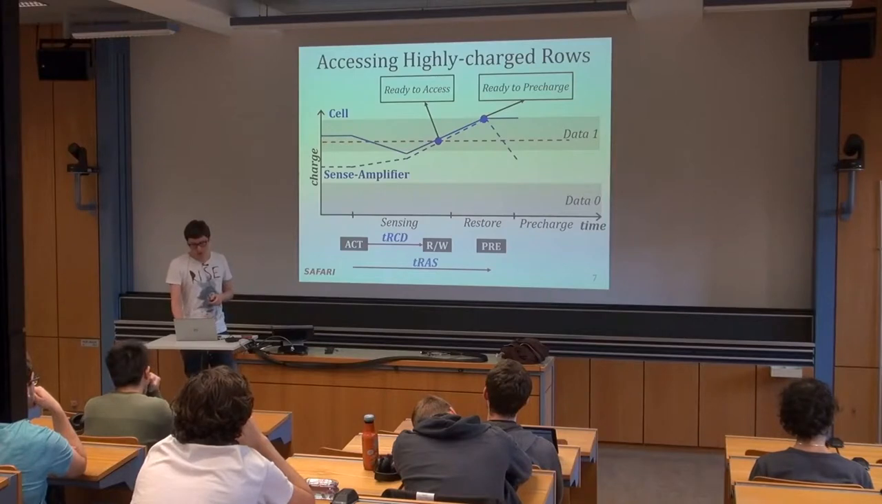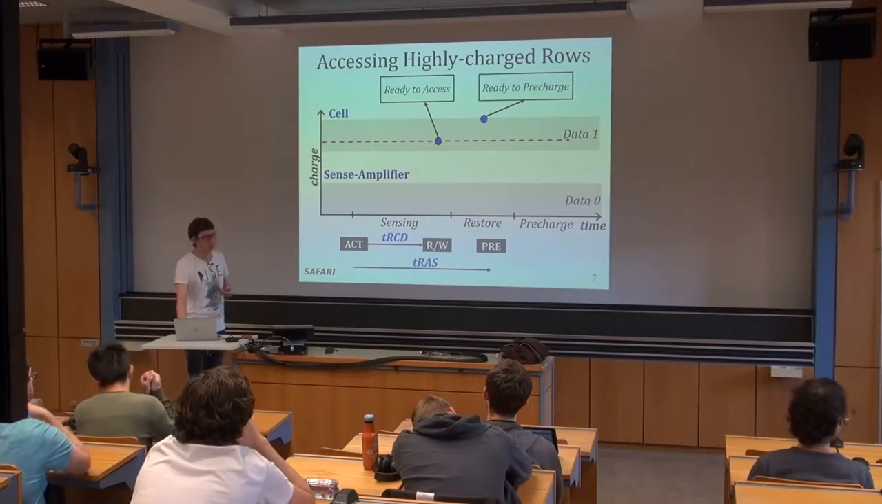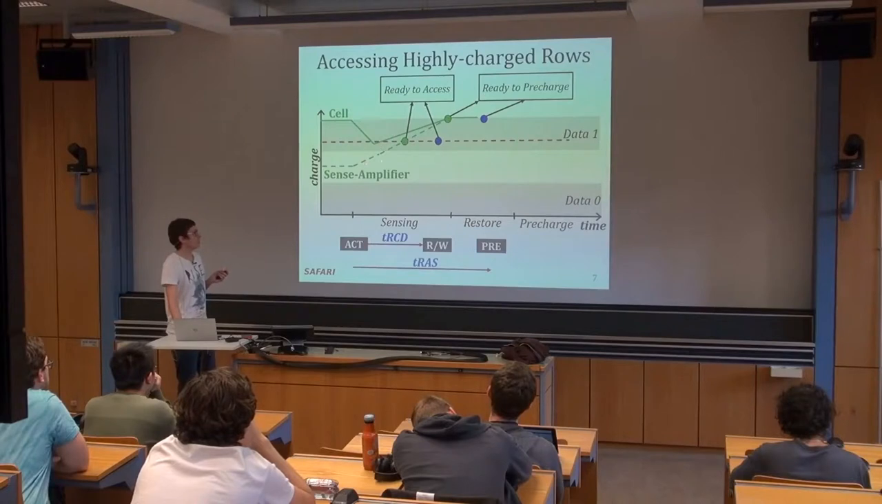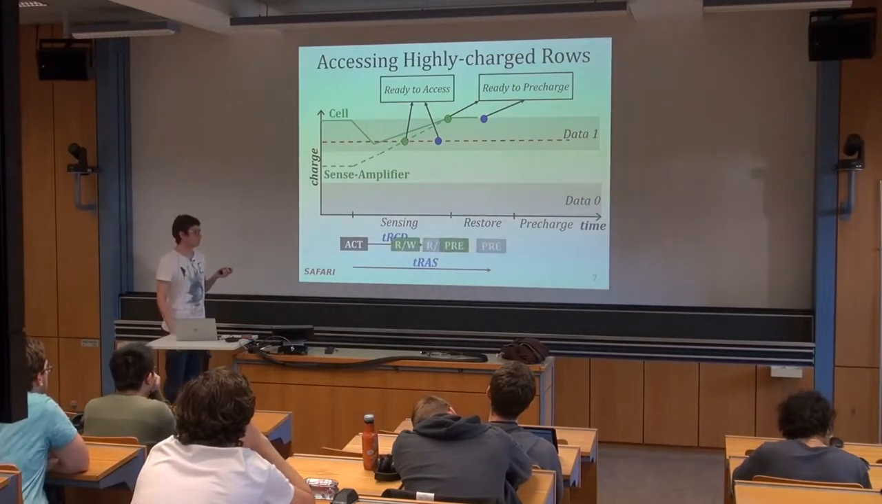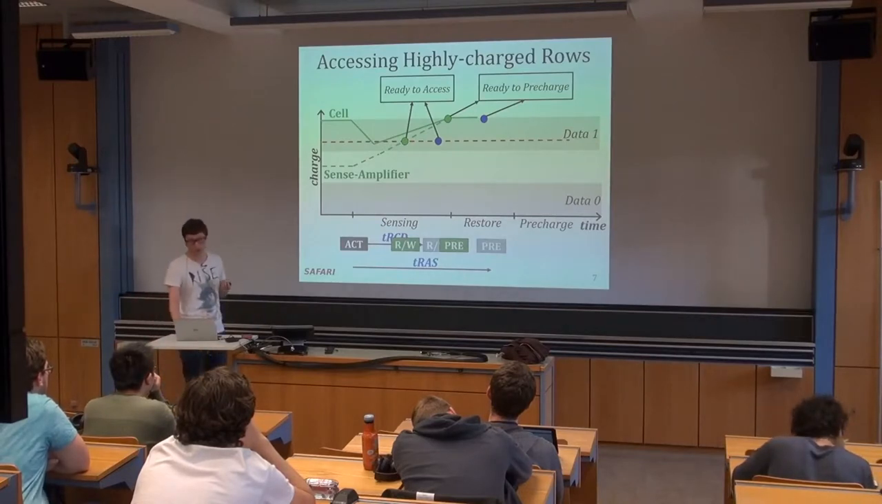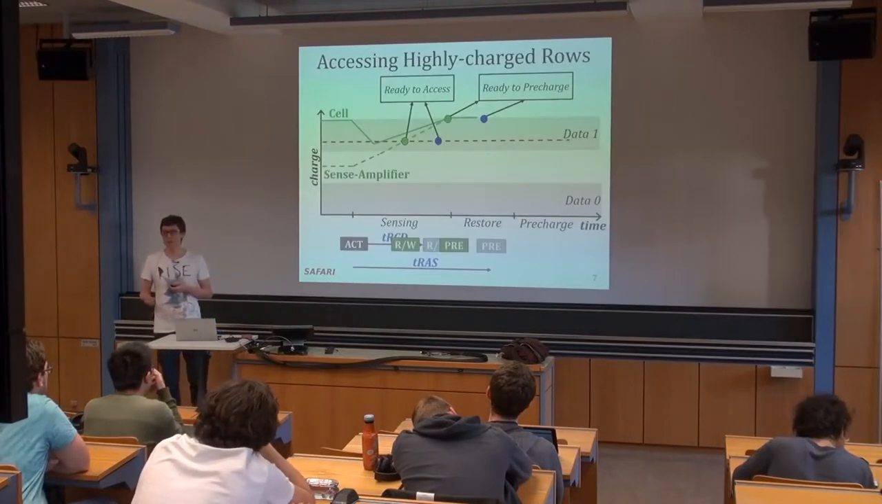So what will happen if instead of that level, we start the cell from this highest possible level? We observe that all those operations happen much faster, right? The charge sharing completes at a higher level and completes faster, and we reach this ready to access level much quicker. So it's possible to potentially issue those read, write, and also precharge commands sooner than the TRCD and TRAS values specified in the data sheet.